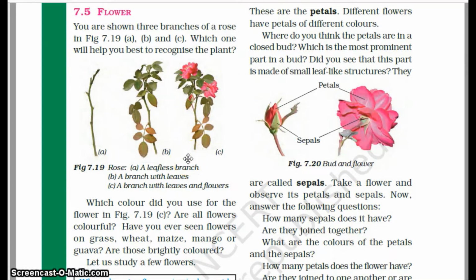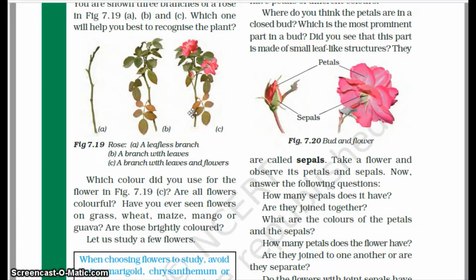Why? Because it has flowers, and the flowers have a lot of variety because of their color, their shape, their size, their appearance. So are all flowers colorful? Have you ever seen flowers on grass, wheat, maize, mango or guava? Are those brightly colored? Let us study a few flowers. Have you seen the flowers of grass? Are they colorful? No. The size, the color, everything of a flower has a lot of variety.